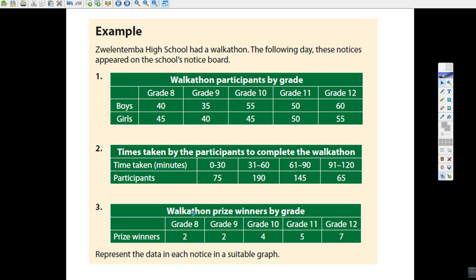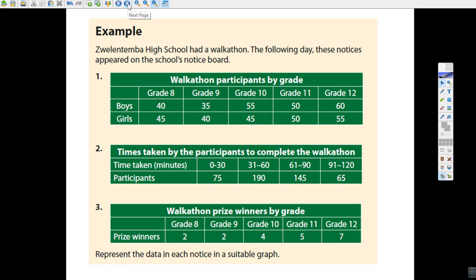And the last one, the walkathon prize winners by grade. Well, there were 2 in grade 8, 2 in grade 9, 4 in grade 10, 5 in grade 11, and 7 in grade 12. But there's a total here, so there's 20 people altogether. Well, let's look at the choices we might make for this data.